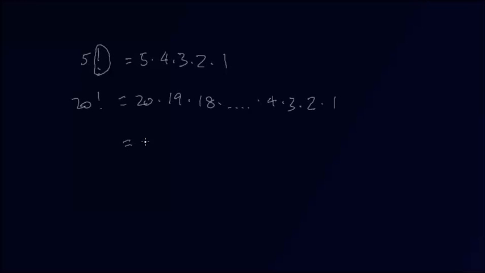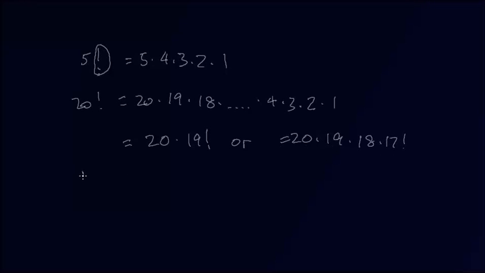So here 5 factorial is equal to 5 times 4 times 3 times 2 times 1. 20 factorial would be equal to 20 times 19 times 18 times 17 times 16 times 15 all the way to times 5 times 4 times 3 times 2 times 1. Or we could have also written 20 factorial in terms of 20 times 19 factorial. Or we could write this as equal to 20 times 19 times 18 times 17 factorial.